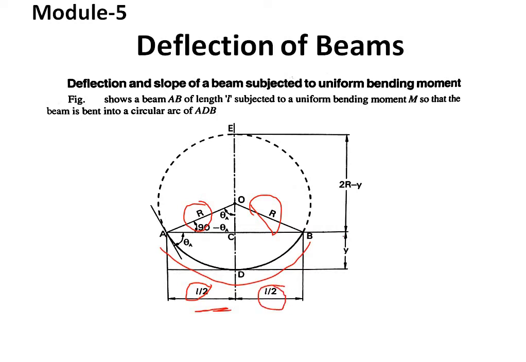The distance AB is divided into AC and CB, and on the other side from the center O, EC and CD. The radius is R, and this distance is Y. What is the deflection here? That deflection is Y, and this height is 2 times R minus Y.